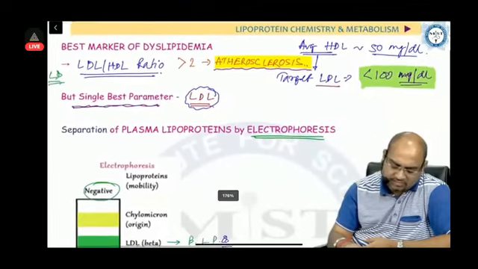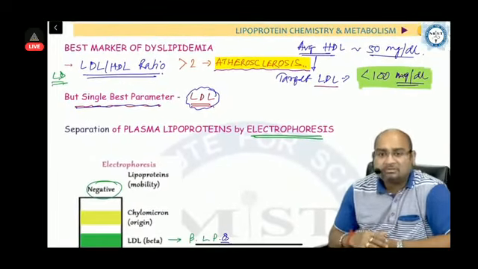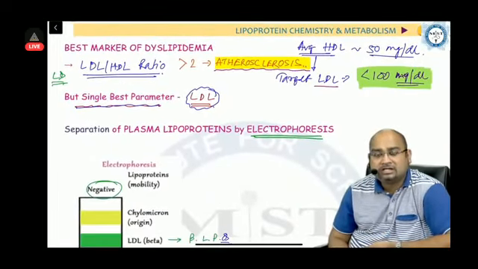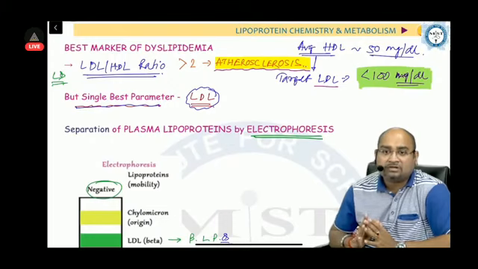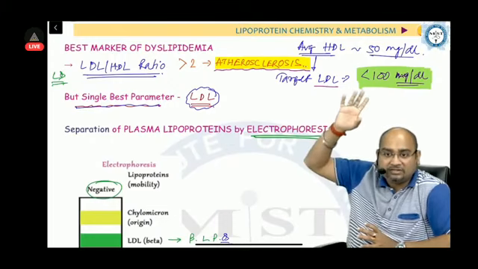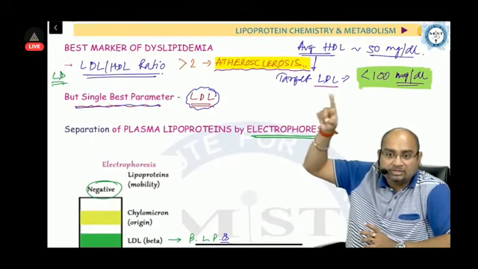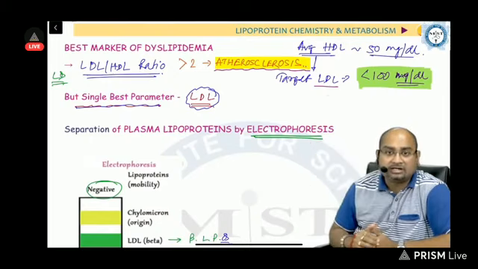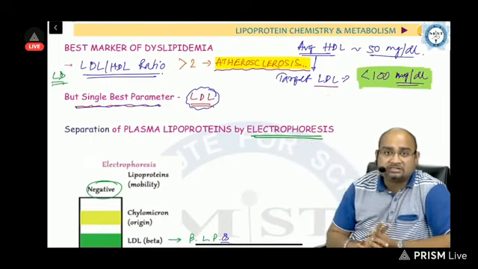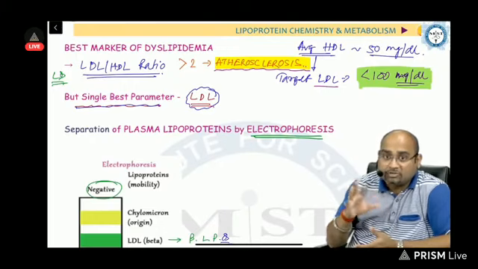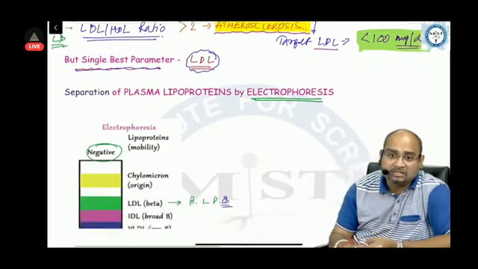Question comes, best marker of dyslipidemia. Please remember, this is the LDL HDL ratio, and whenever it becomes more than 2, it denotes atherosclerosis. In the average Indian population, we have HDL in the range of 50. That's why target LDL should always be less than 100. But if they ask for the single best parameter, then the best answer will be LDL. But it is always best to check two things together with the LDL HDL ratio.